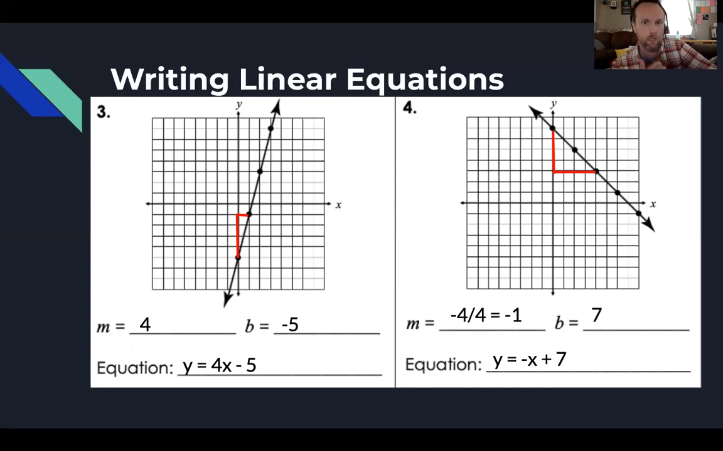Okay? I wanted to show you these two because for tonight's homework, you're going to have to look at an equation and pull out the slope and pull out the y-intercept. And then you're also going to have to look at some graphs and do the same thing. So I wanted to show you both ways. And remember, any point on this line is going to be a solution to y = -x + 7. Any point on this line is going to be a solution to y = 4x - 5.